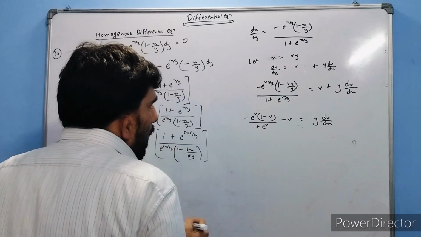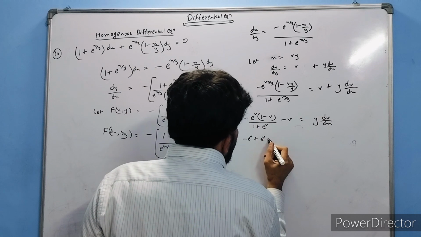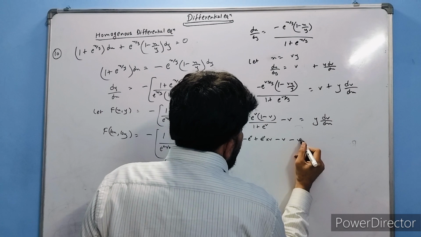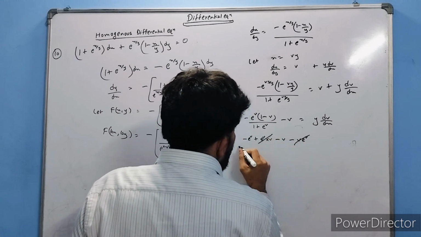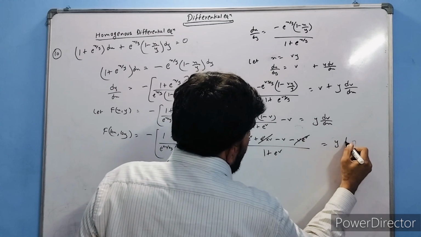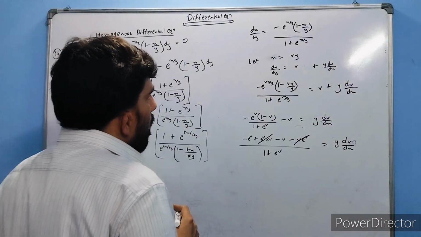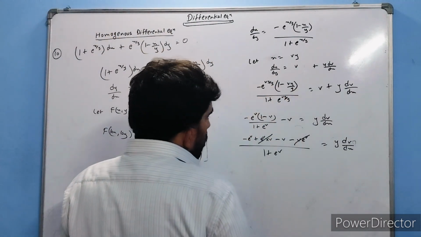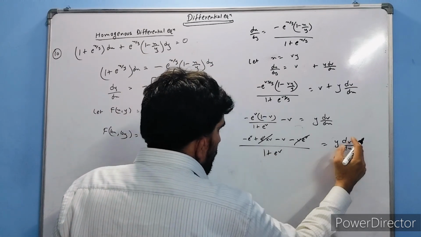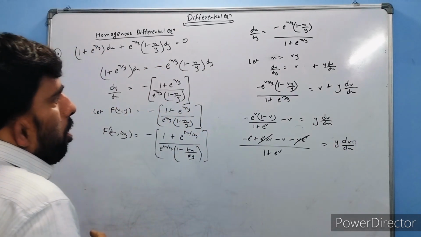Okay, so now we can take minus e^v plus e^v into v minus v and minus v into e^v, so it will be reduced. So we have 1 plus e^v equal to y dv upon dx. This we have, thus we have multiplied inside, so we got this. Now what we can do here, we will try to solve it.